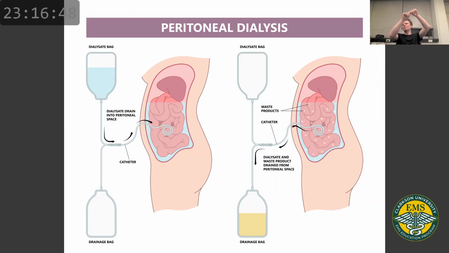It's basically just a pump that for a certain amount of time pulls all the dialysate from one bag and puts it into the abdomen, and then lets it sit for a little while, and then turns on a different pump that takes all the dialysate out of the abdomen and puts it into your little drainage bag, which is somewhere gravitationally lower.